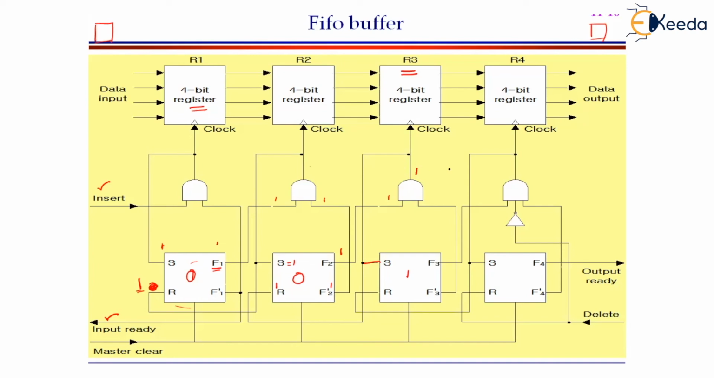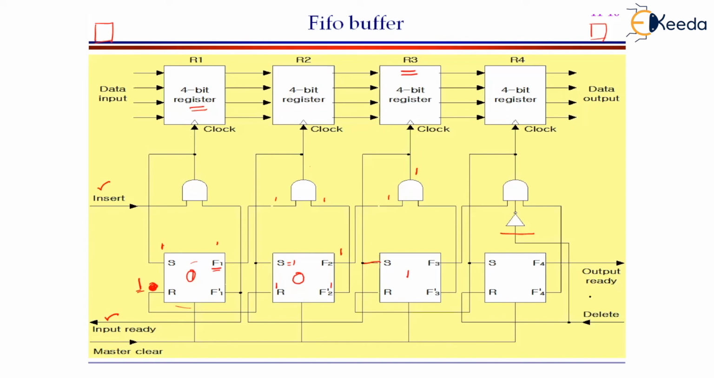Now let us understand what this third input to this AND gate is. Third input of this AND gate. That is, we do have a NOR gate. What is this NOR gate?